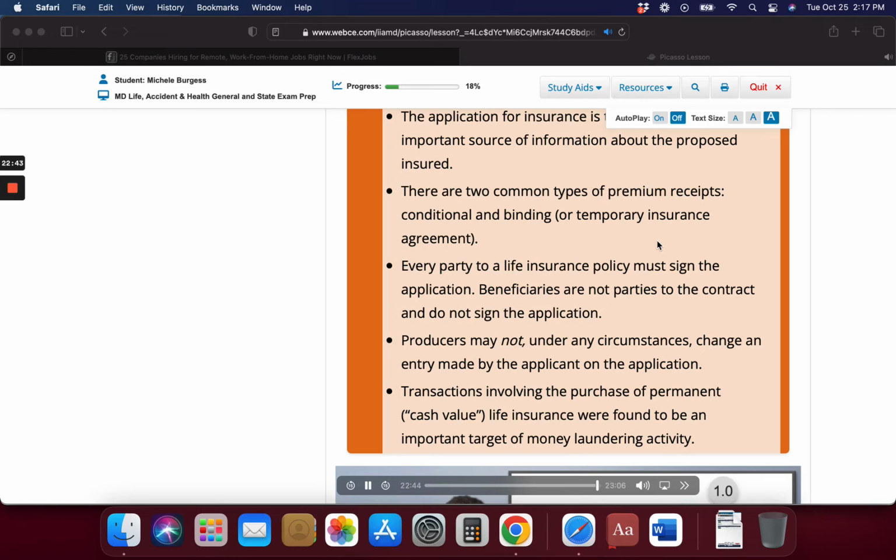Producers may not, under any circumstances, change an entry made by the applicant on the application. Transactions involving the purchase of permanent, cash value life insurance were found to be an important target of money laundering activity.